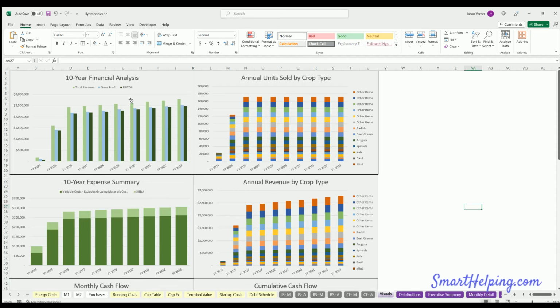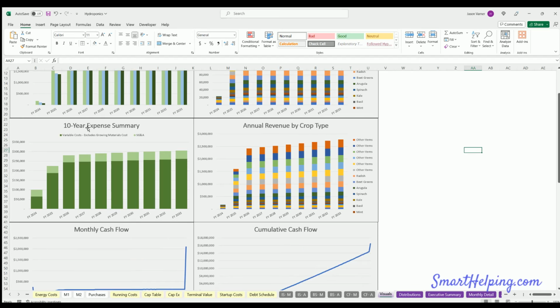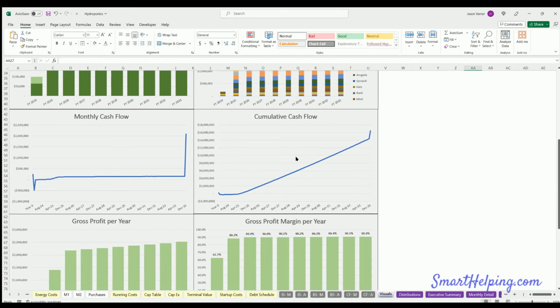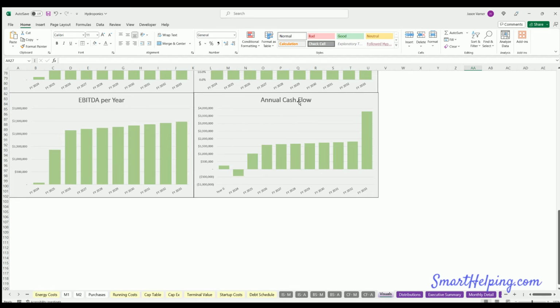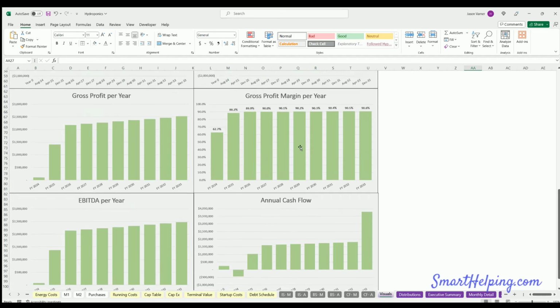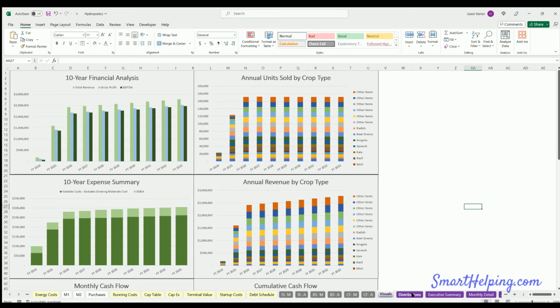We have some visuals here. 10-year revenue, gross profit, EBITDA, units sold by crop type, 10-year expense summary, which is just your variable cost versus your fixed costs, annual revenue by crop type, monthly cash flow, cumulative cash flow, gross profit per year, gross profit margin, EBITDA per year, and annual cash flow. So some nice summary charts.